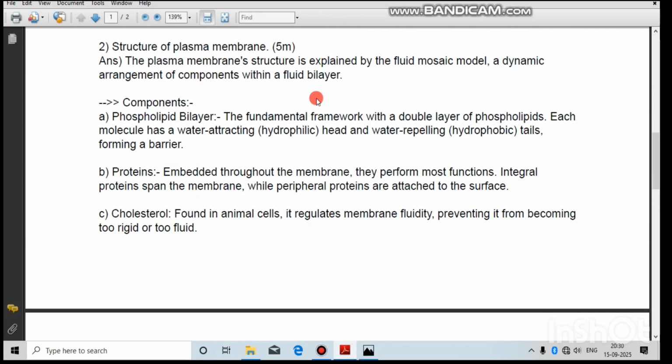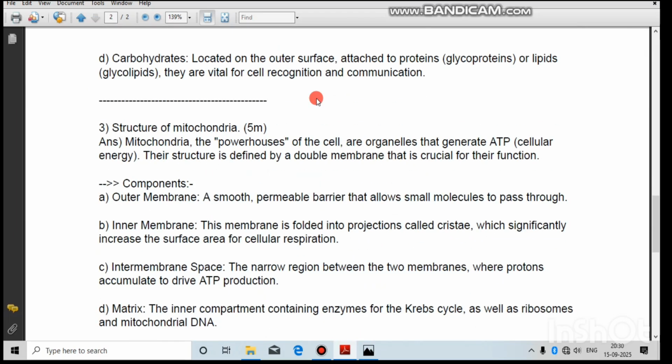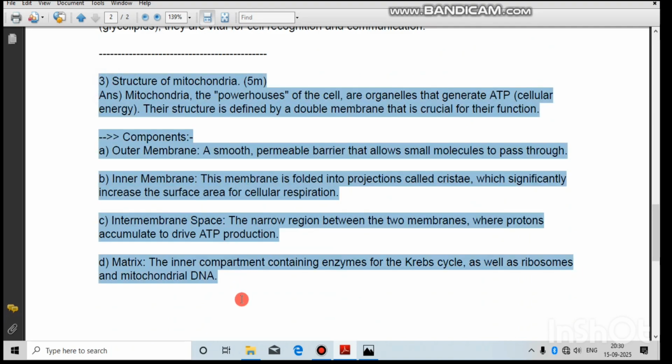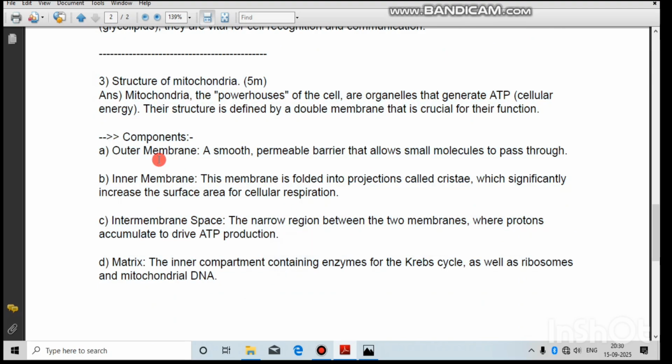The next question that we are going to discuss is structure of mitochondria. Structure of mitochondria, that is the last question and the last diagram that we are going to discuss in today's video, guys. Mitochondria, as we already know, is the powerhouse of the cell that will generate the ATP, guys. And that structure is defined by a double membrane, guys. It is a double membrane structure.